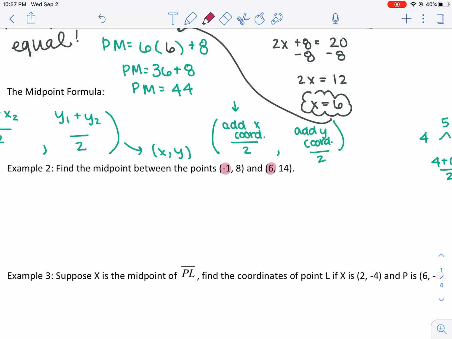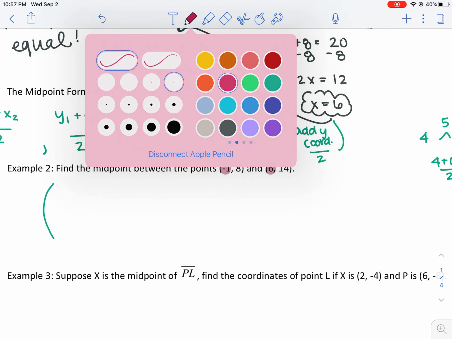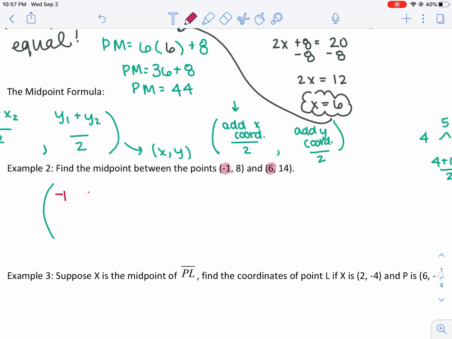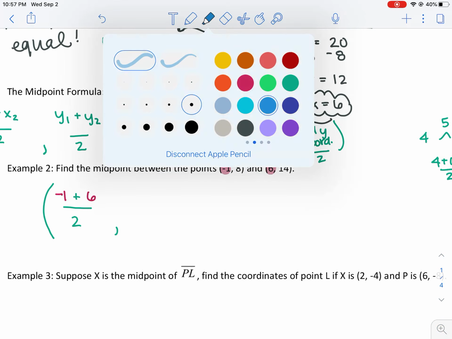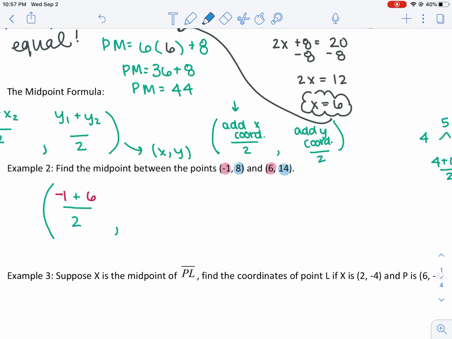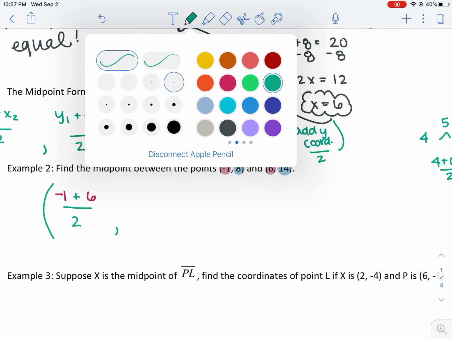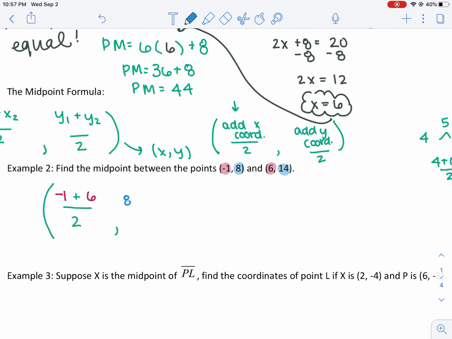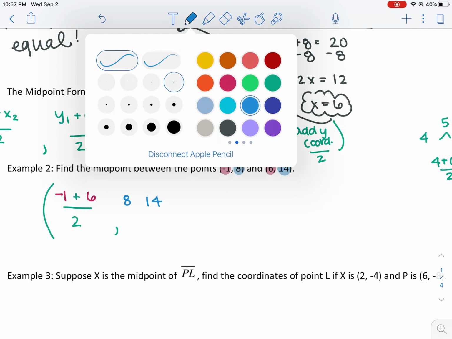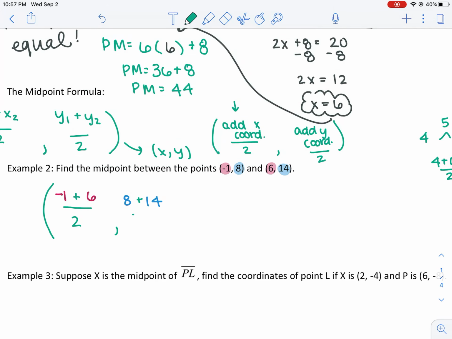My x coordinates are -1 and 6. So I'm going to plug that into my equation. I'm going to add them together, -1 plus 6, divided by 2. Okay, so that's how I'm going to get my x coordinate. And then I'm going to do the y's. 8 and 14, add those together, and divide by 2.